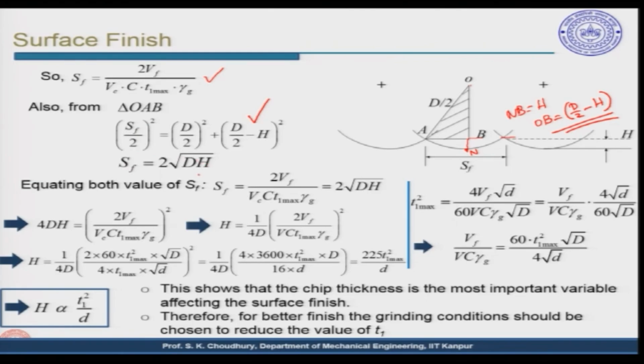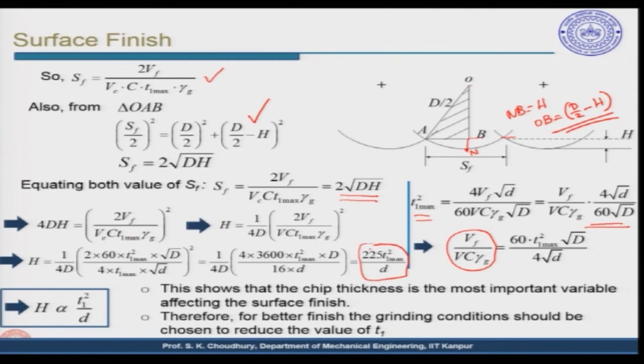D is the grinding wheel diameter. So, you equalize them, because this is also the Sf value, and you will find that Sf is equal to 2 root over dH if you solve this equation. From here, since we have the T1 maximum, you find what is the Vf divided by Vc into gamma g, segregate that, put it in here, and finally what you get is that the H value is 225.